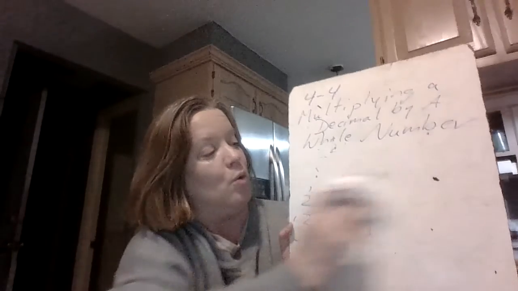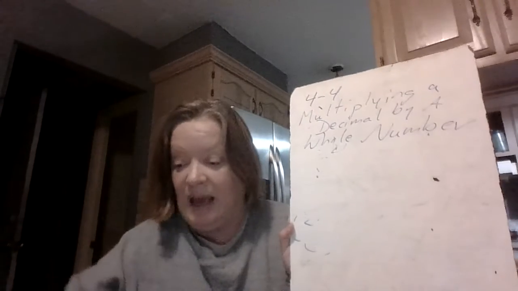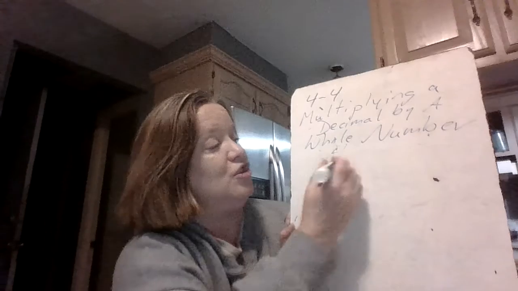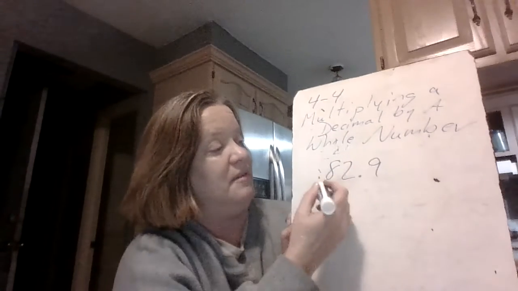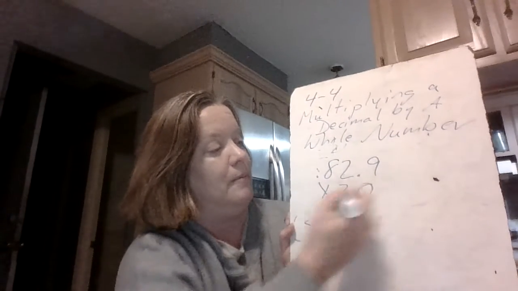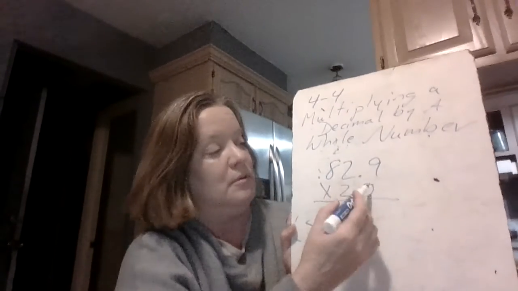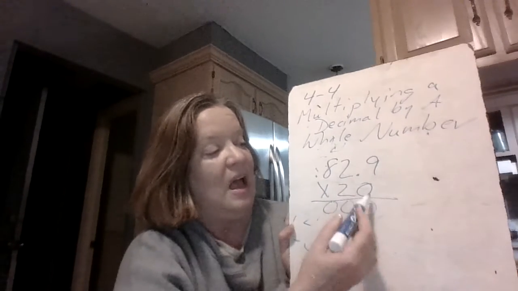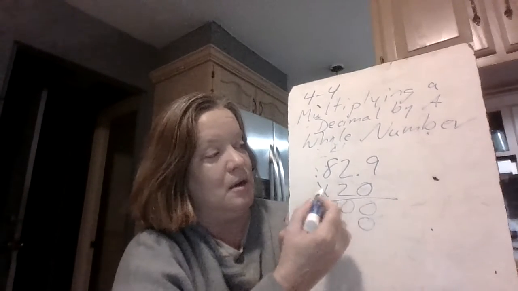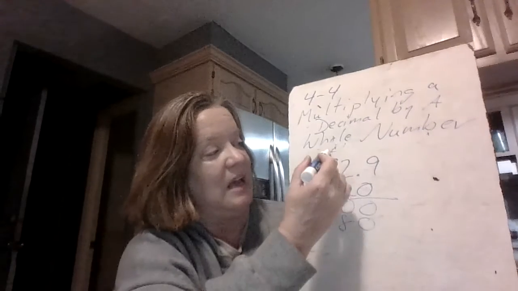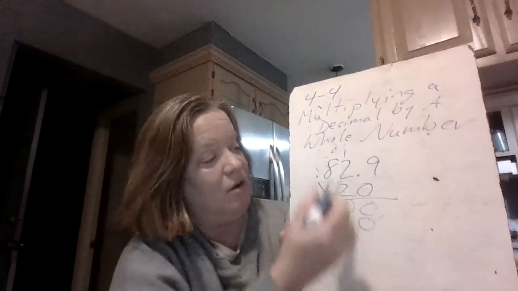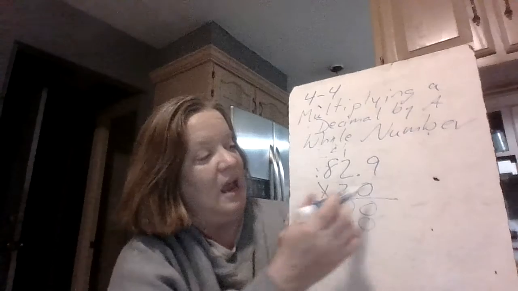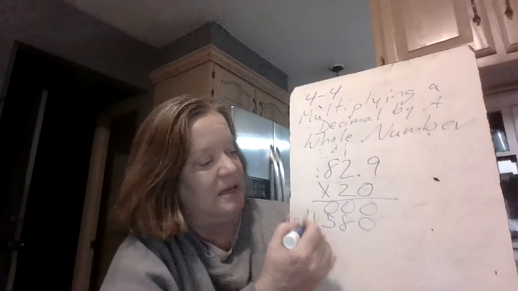And let's try one more. Let's say we had 82 and 9/10 times 20. Well, 0 times 9 is 0, 0 times 2 is 0, 0 times 8 is 0. I have to put a 0 to hold the place. 2 times 9 is 18, put down 8, carry my 1 here. 2 times 2 is 4 and 1 is 5. Line up these numbers. And then 2 times 8 is 16.